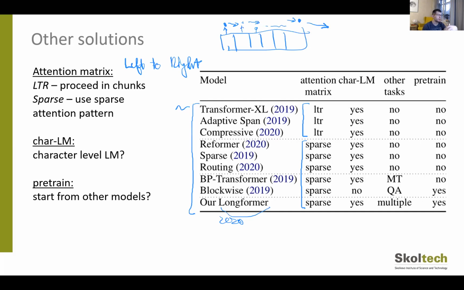And this is one way to make transformers faster. We are doing n times 0 squared, where 0 is the size of a chunk. Also, we can try to improve in a different way.